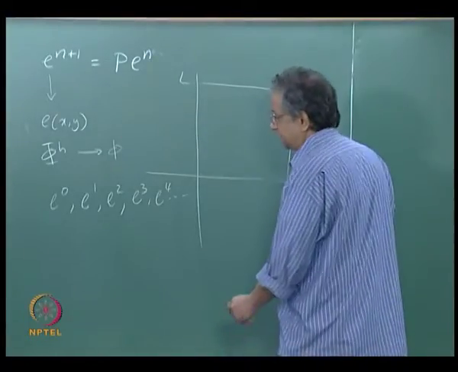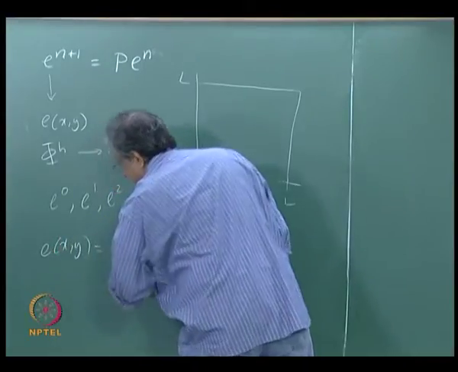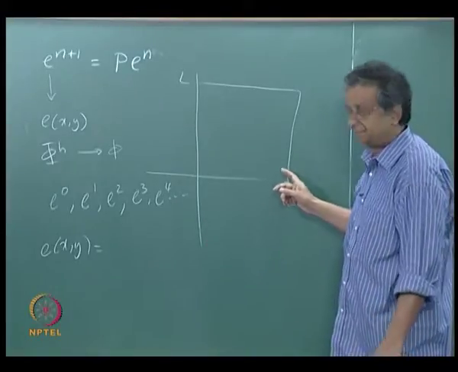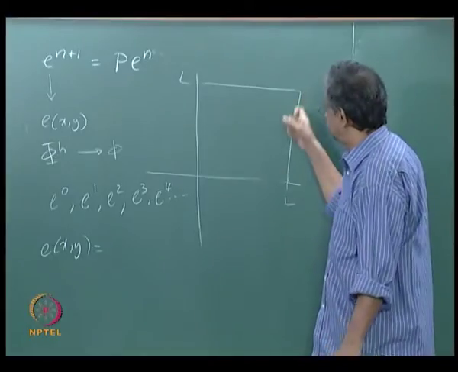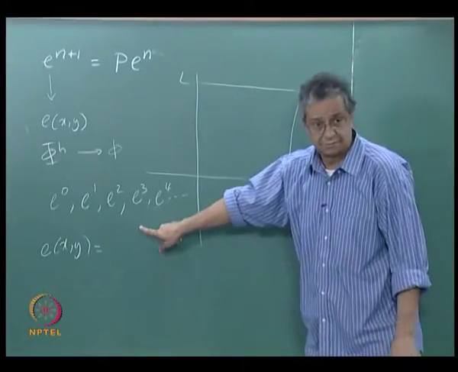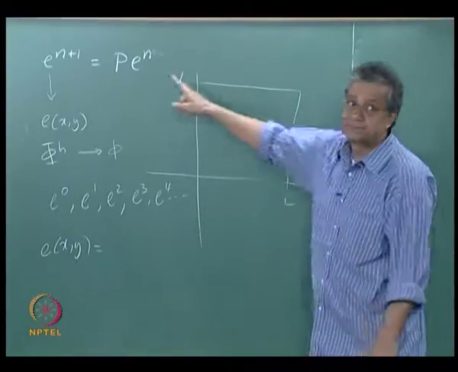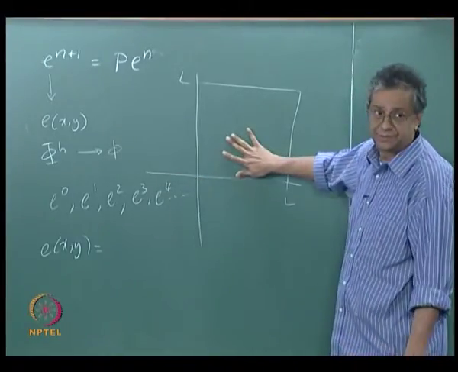So essentially what I am going to do is write E of x comma y as a Fourier series, but in 2 dimensions, and I know that the boundary conditions are 0 because this is the error. The value of the error on the boundaries is 0 because the boundary conditions are applied exactly, so it is non-zero only on the interior.